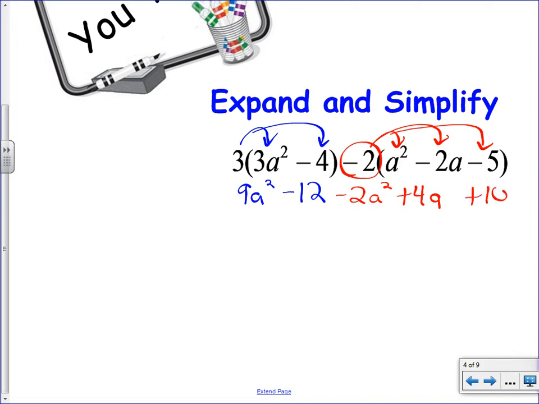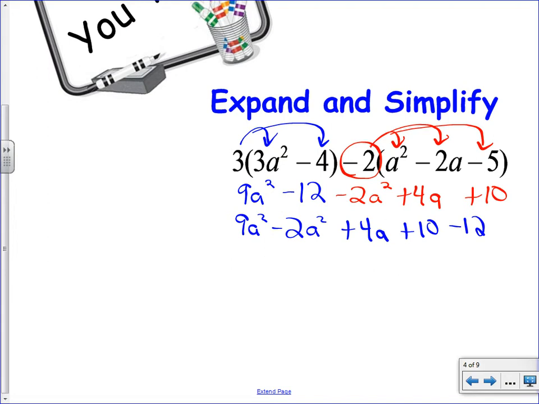Good. How many of you had that line there? Okay, good. You're going to get 2 marks actually for this. One for expanding this blue part, one for expanding the red part. Danielle, what's my next step going to be here? 9a squared minus 2a squared. Yep. Plus 4a plus 10 minus 12. You could have switched the negative 12, positive 10. Either one is absolutely good.